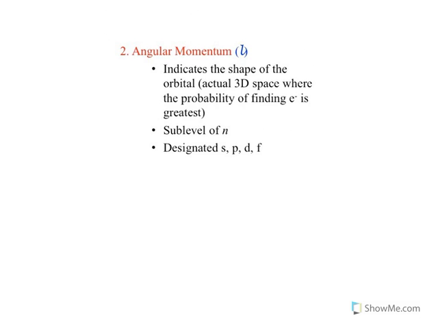The second quantum number is the angular momentum, which is indicated by a lowercase letter l. And what this does is indicate the shape of the orbital, so the actual three-dimensional space where the probability of finding an electron is the greatest. And it is a sublevel of n. This is designated as s, p, d, or f.